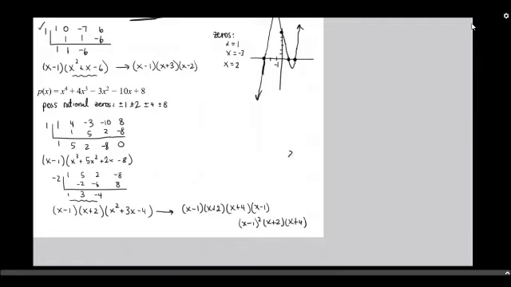So my zeros are x equals 1, but that's got a multiplicity of 2, which means the graph bounces there. Then I've got x equals negative 2, and I've got x equals negative 4. So if I want to graph those, those would be my x-intercepts.